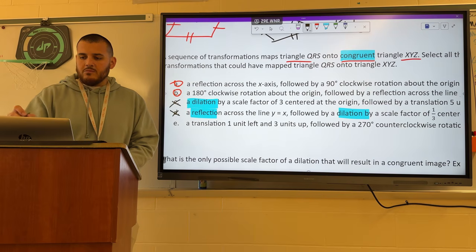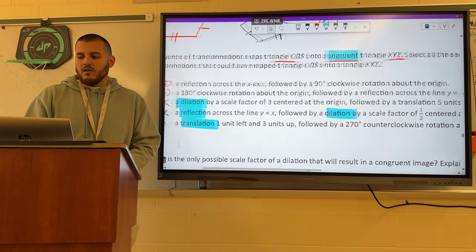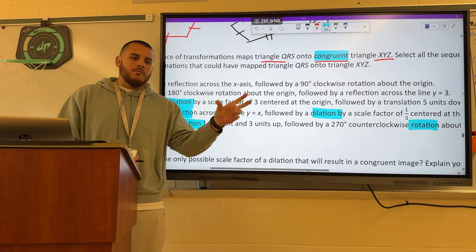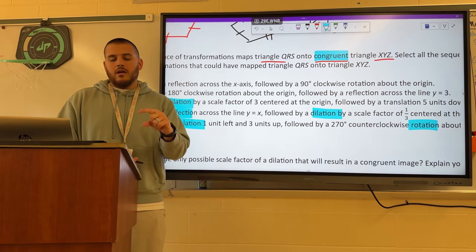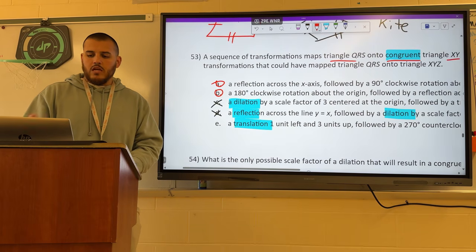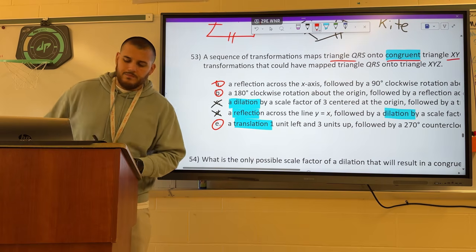And our last option, we have a translation followed by a rotation. Remember, translations are slides. It doesn't matter how far you slide. It doesn't matter how many degrees we rotate. Those are both rigid transformations. Those will create congruent figures.